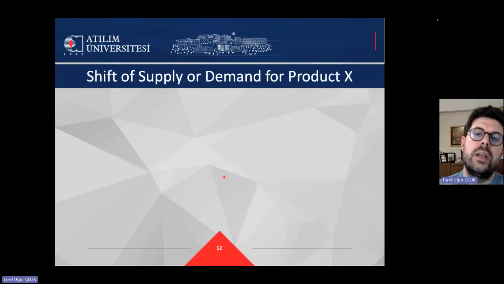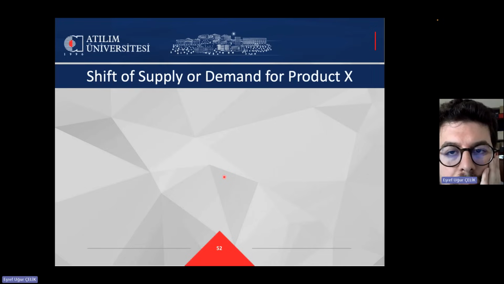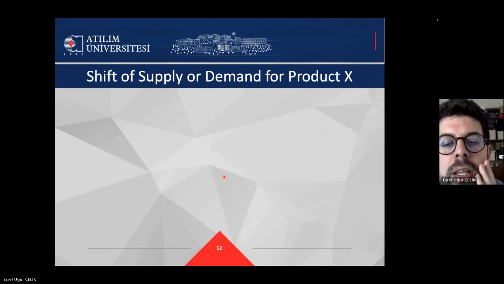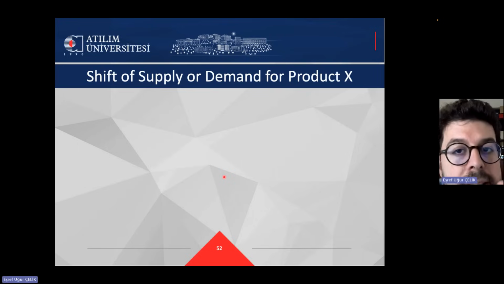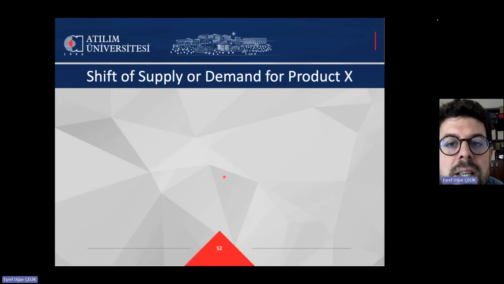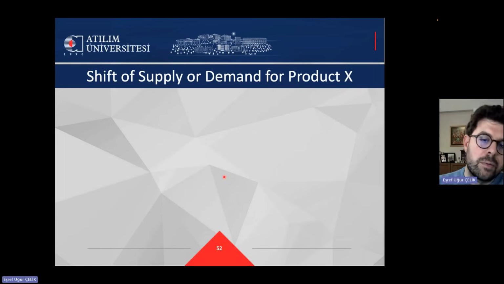I'm going to show each change of demand or supply individually. Let's put it together on the graph and see how demand or supply changes can create a new market equilibrium price or equilibrium quantity.